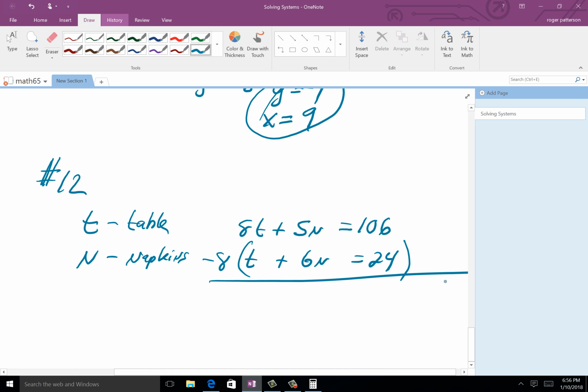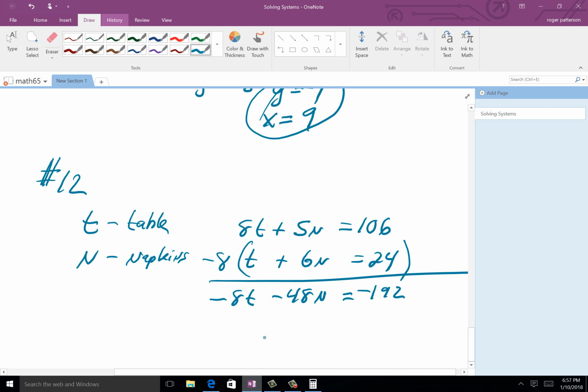Okay, so now I'm going to put -8t here, minus 48n here. And then I need 8 times 24, which I think is -192. Yep. Okay, so now I'm looking at this one and this one here. So what happens to the t's?